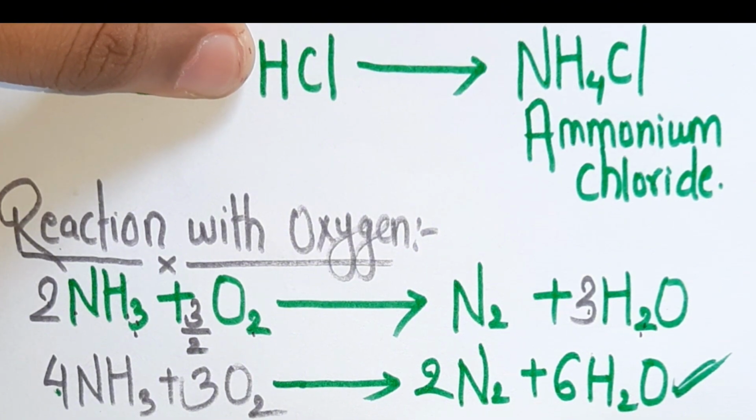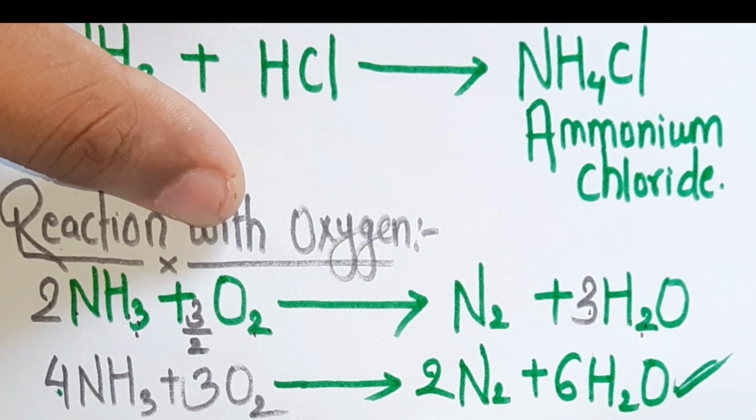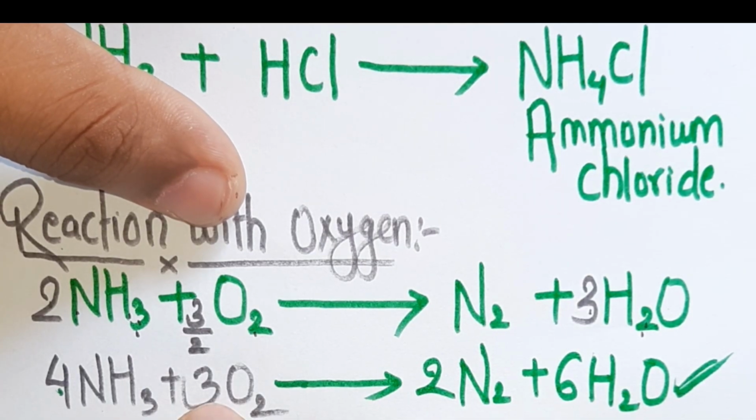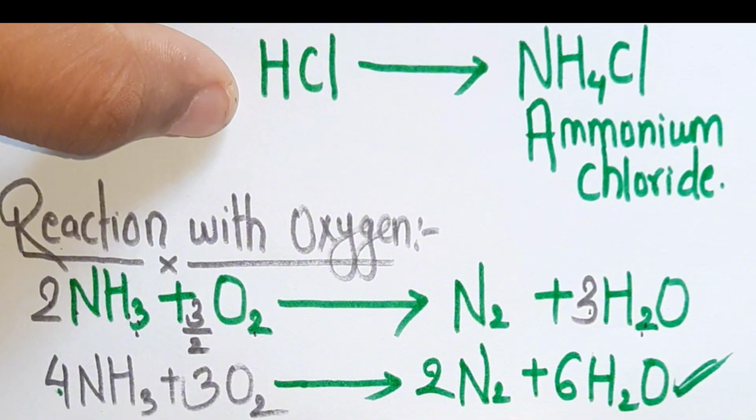What happens when ammonia reacts with oxygen? Your answer must be presented in this balanced chemical form and obviously in language form also. When ammonia reacts with oxygen, it forms nitrogen gas and water. Simple as that. But to balance this chemical reaction, you must understand this logic. Otherwise you may end up in difficulty.